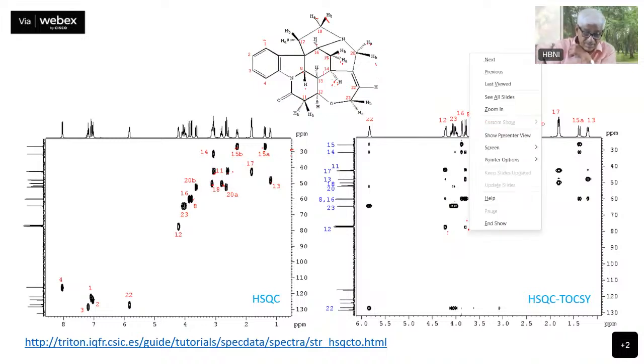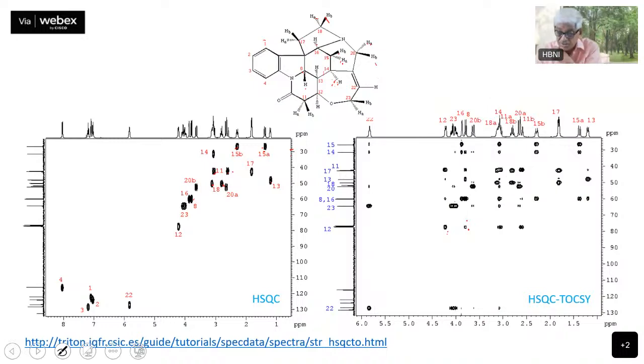So 12 here in the HSQC is not showing anything, but in the TOCSY it is showing to 20A, 14 and 8. These are too far. How does that come? 12 to 14 is possible. Okay. Now once you have the 14 there, then the relay can happen from there onwards. Oh, 8 is here.